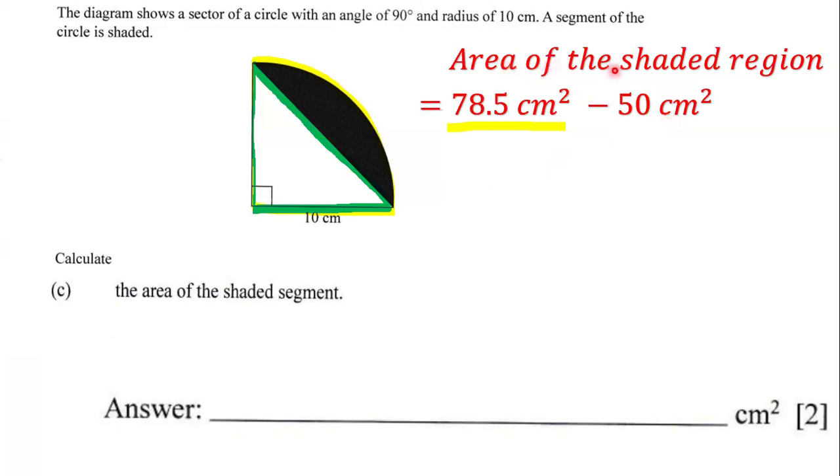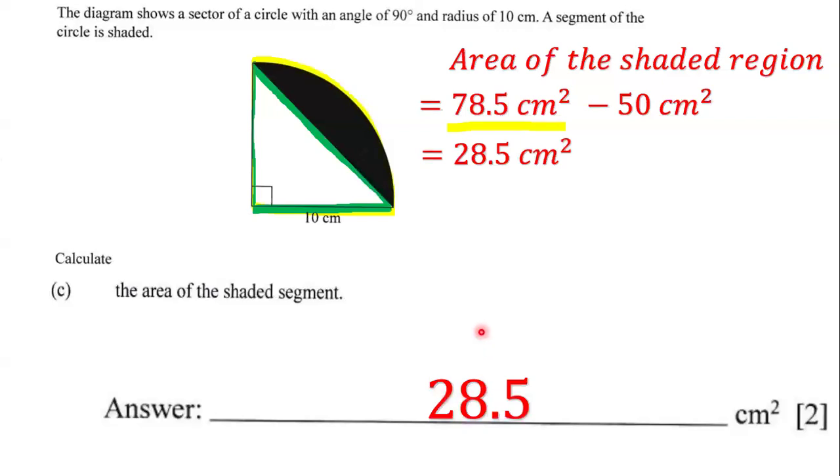So in order to figure out the area of the shaded region, this black portion right here, we're going to take 78.5 centimeters squared and subtract 50 centimeters squared. So we have 78.5 centimeters squared, subtract 50 centimeters squared. And when we subtract them, we get 28.5 centimeters squared. And 28.5 centimeters squared is going to be the area of the shaded segment.